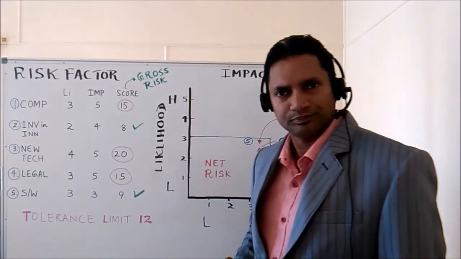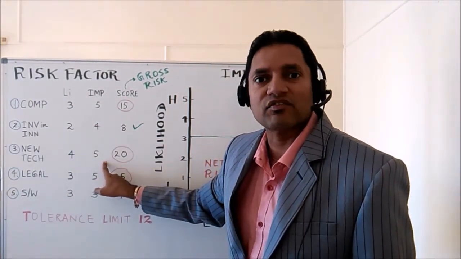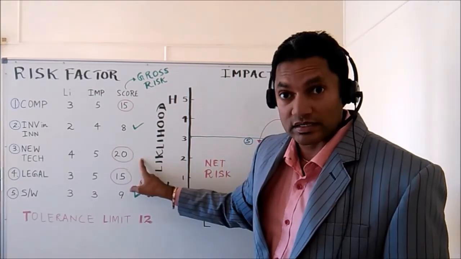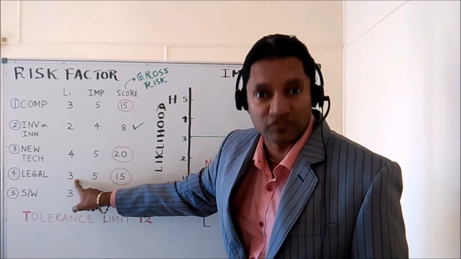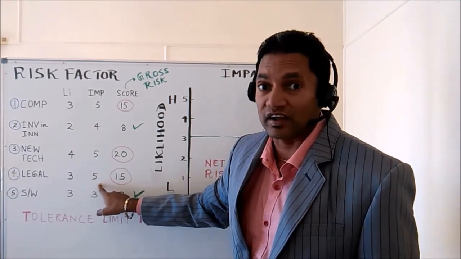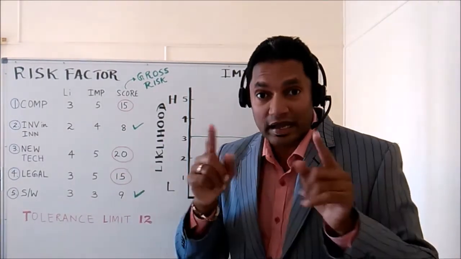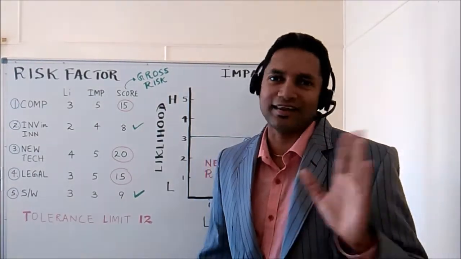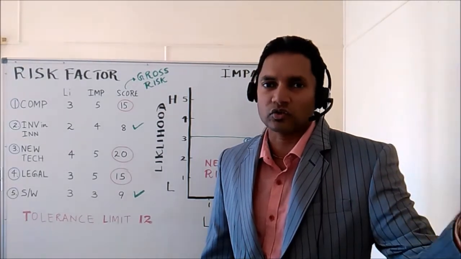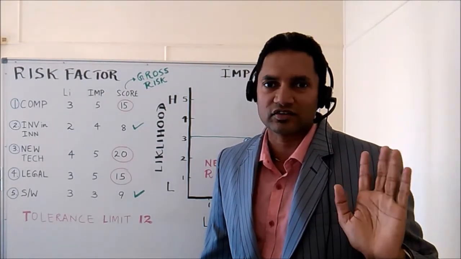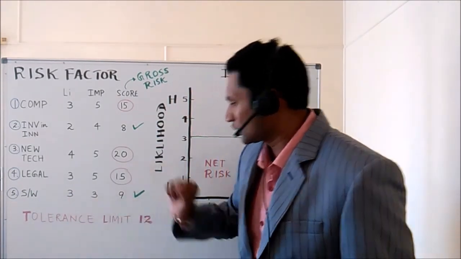New technology. Likelihood is 4, impact is 5. Total is 20. Legal. I have identified a likelihood or probability of 3 and the impact of 5 because a small legal issue may have lower likelihood, but if somebody dies on the road, impact is very high. Whatever it is, legal, impact is very high. Once it goes to court, your reputation goes for a 6. Remember that. Software issues 3 and the total is 9.